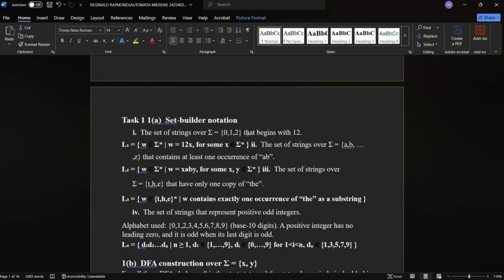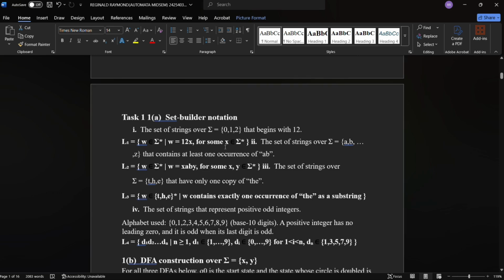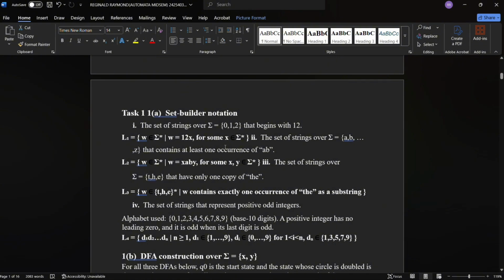In this part I had to describe 4 languages using set builder notation, and for each one I first thought in plain English about what makes a string belong to the language. For example, for the first one, the set of strings that begins with 1 and 2, a string only qualifies if it starts with the digits 1 and 2.